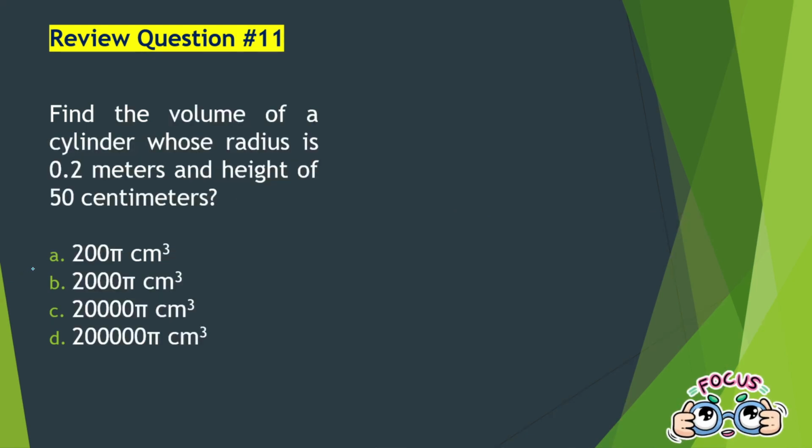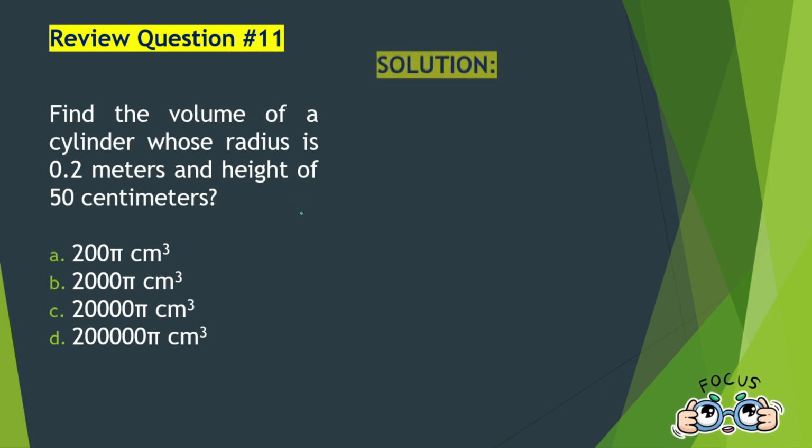Find the volume of a cylinder whose radius is 0.2 meters and height of 50 centimeters. Okay, A, 200 pi cubic centimeters, B, 2,000 pi, C, 20,000 pi, and D, 200,000 pi cubic centimeters. Again, the volume of any prism is equivalent to the area of the base times height. You just simply multiply it by 1/3 kapag pyramid ang pinag-usapan, tulad ng cone at saka ng triangular pyramid.